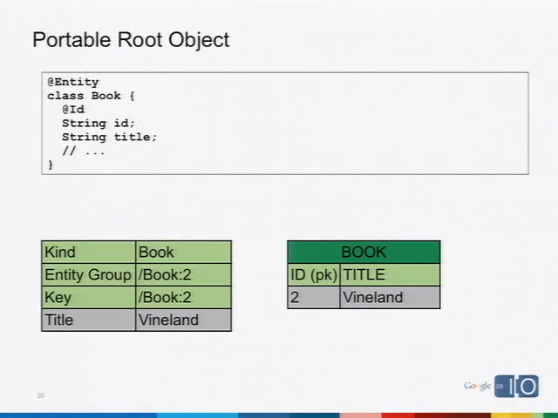So let's look at a portable model object. Here's a root object. It doesn't have a parent. This is a JPA entity. It's a book. There's a primary key. It has a title. On the left, we can see what the physical model looks like in the data store. We've got our kind, our entity group, and key. Entity group and key are the same. That's how we know this is a root entity. And there's the title. And then on the right, we have our simple book table, which has its primary key and a title of Vineland.